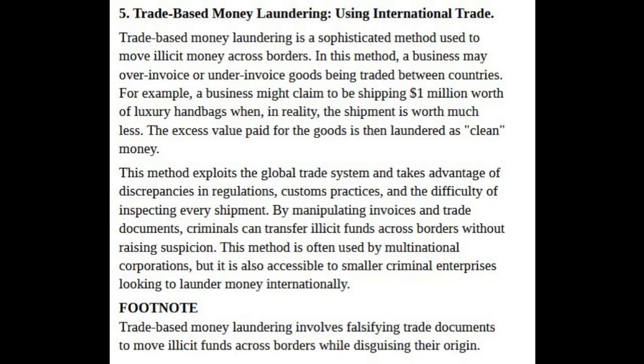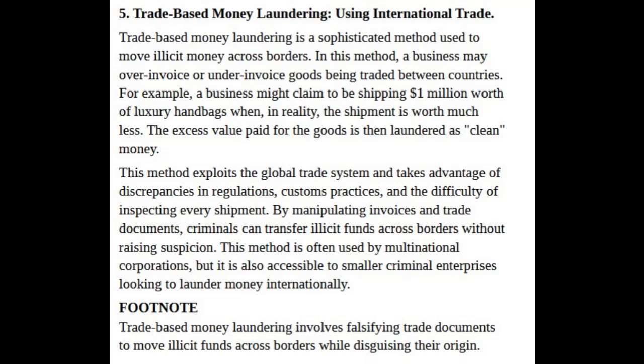5. Trade-based money laundering, using international trade. Trade-based money laundering is a sophisticated method used to move illicit money across borders. In this method, a business may over-invoice or under-invoice goods being traded between countries. For example, a business might claim to be shipping $1 million worth of luxury handbags when, in reality, the shipment is worth much less. The excess value paid for the goods is then laundered as clean money.